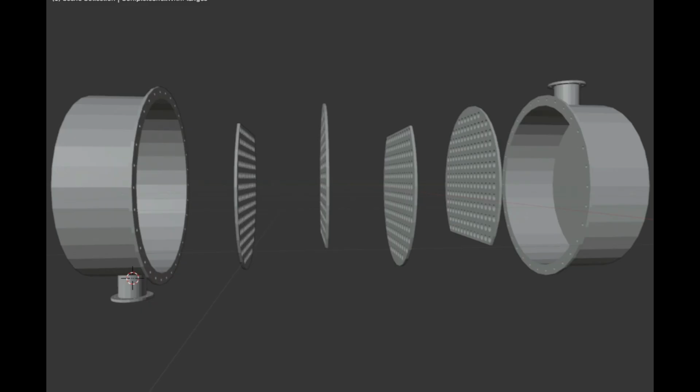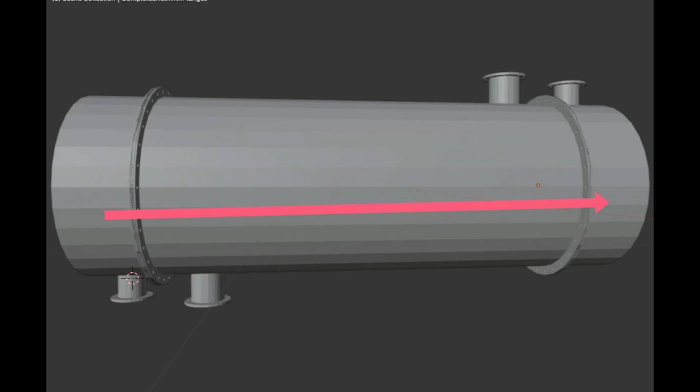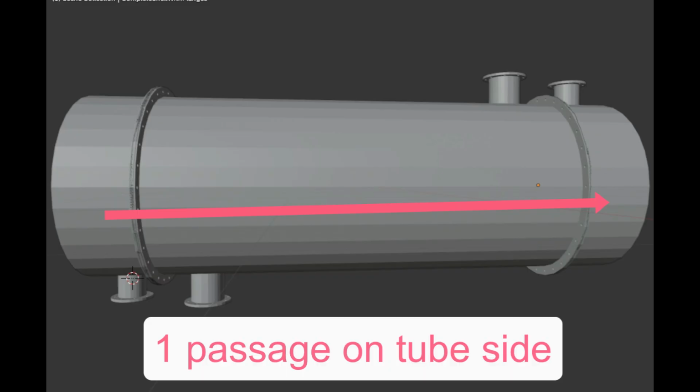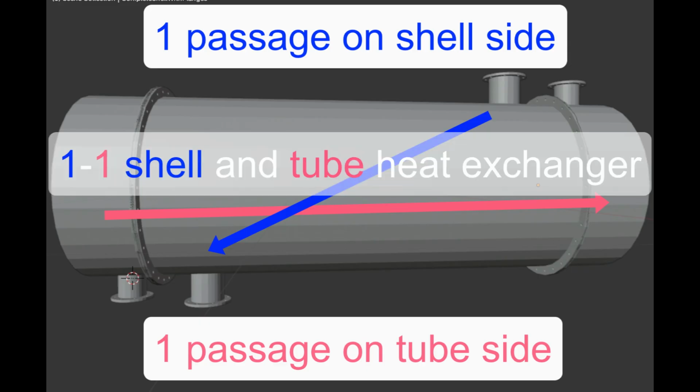With this design, we have the tube side medium coming in at one end and flowing along the heat exchanger once. Thus, we have one passage on the tube side. As we have one passage on the shell side and one passage on the tube side, we call this a 1-1 shell and tube heat exchanger.